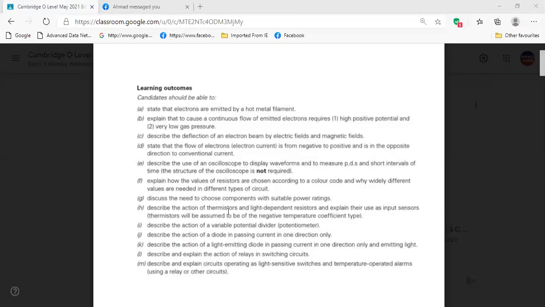Then describe and explain the action of relays. Relays, you have an idea from electromagnetism. We have some devices where we use an electromagnet to switch on a higher voltage circuit with the help of a lower voltage circuit. Those are relays. You can remember that.